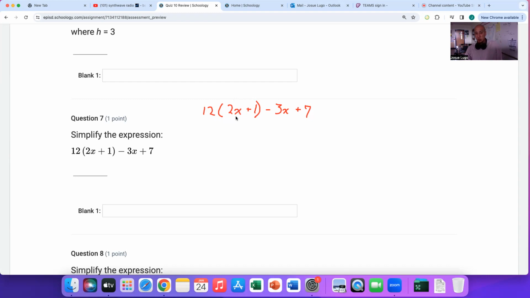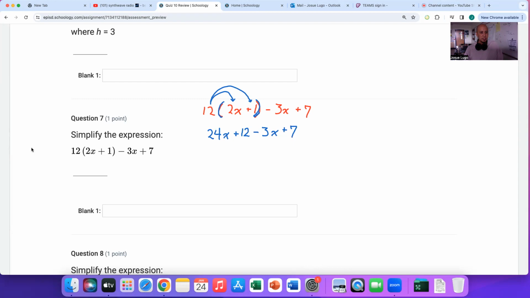add 1 to 2x. They don't have the same variable. They don't have the same power. But notice that this means multiplication. So multiplication, I must do that. And what am I going to multiply? Well, use the distributive property, 12 times 2x and 12 times 1. So let's go ahead and do that first. 12 times 2 is 24x plus 12 times 1, which is 12, minus 3x, just bring everything down, plus 7.